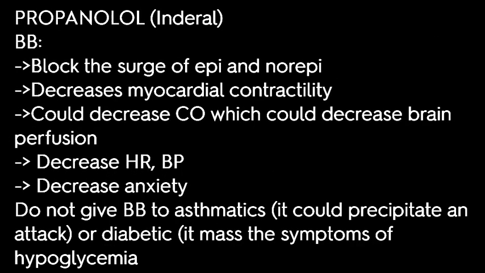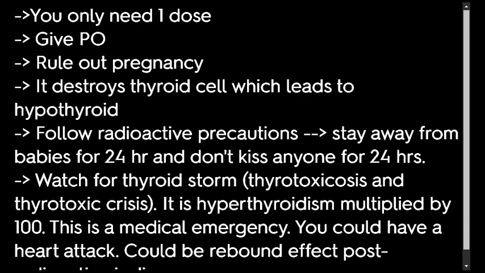Beta blocker: propranolol. It blocks the surge of epi and norepi, decreases myocardial contractility, which could decrease cardiac output and brain perfusion, decreases HR and BP, and decreases anxiety. Do not give it to asthmatics or diabetics, as it masks the symptoms of hypoglycemia. Other treatments: radioactive iodine, and thyroidectomy surgery for hyperthyroidism.